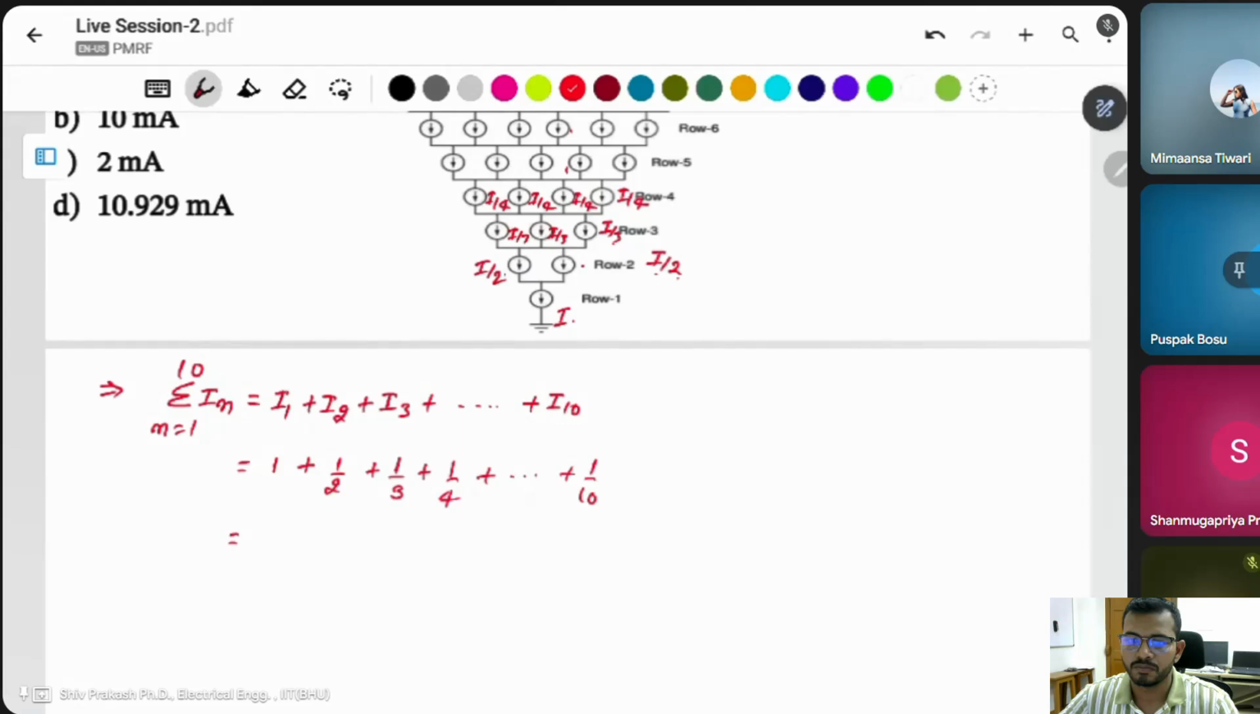How can you add? Simply you have to take an LCM for all the denominators, or you can simply use the calculator and find the inverse of all of these things: 1 plus inverse of 2 plus inverse of 3 plus inverse of 4 plus inverse of 5, so like that.